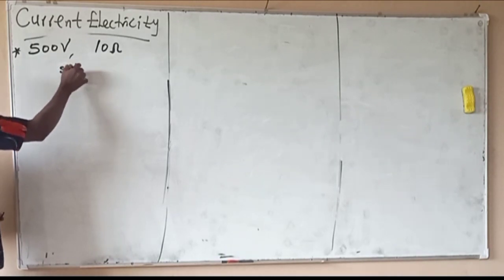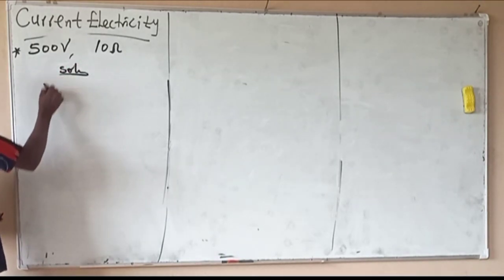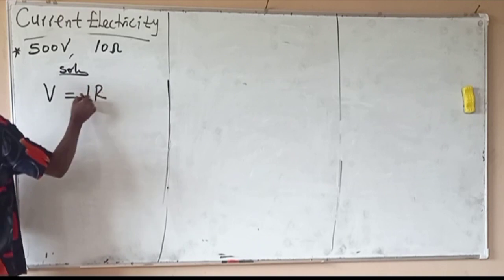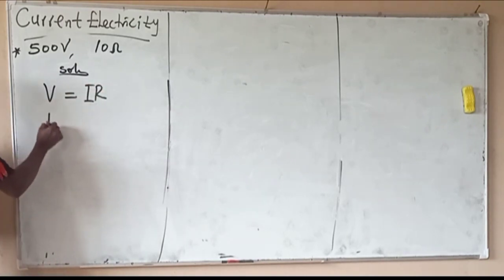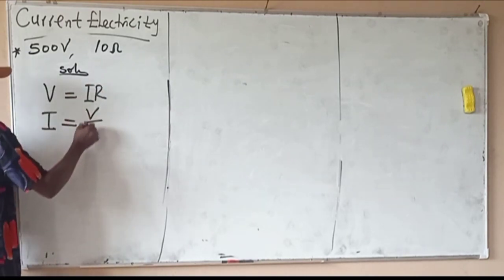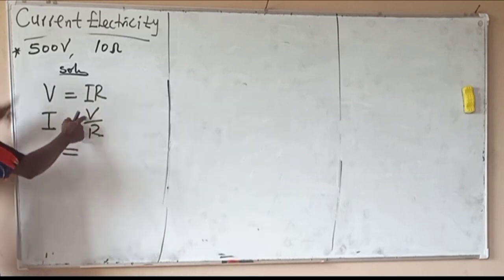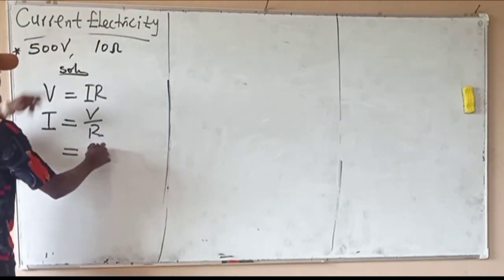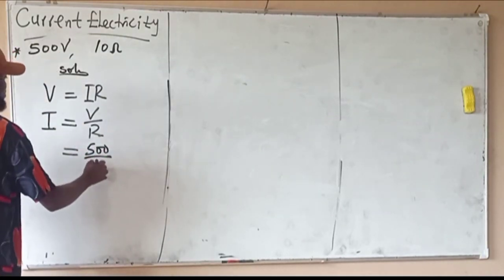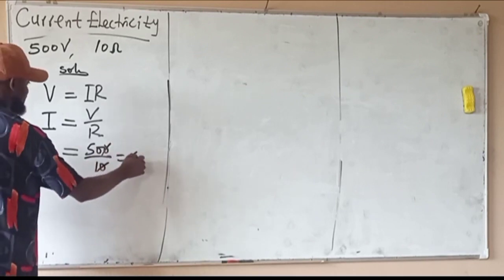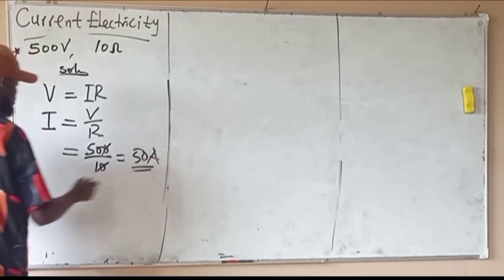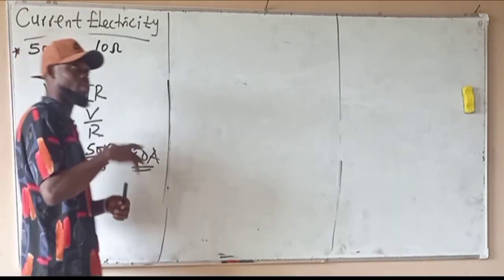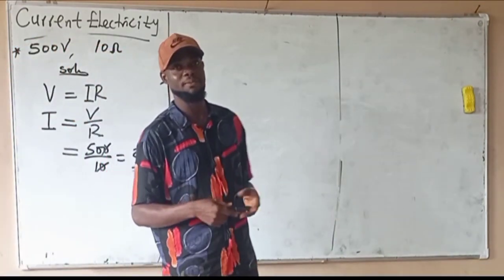So, solution. Remember I told you guys that V is always equal to what? IR, from Ohm's law. Then from here we now say I is equal to what? V over R. Then what is V? 500 volts. Then what is the R? 10. So this cancels this, and we have 50 ampere. That is the current flowing through that wire. As simple as that. Very simple thing.